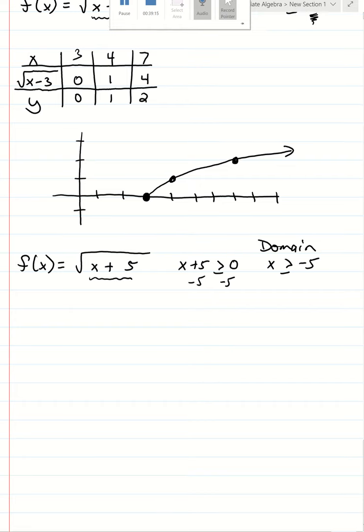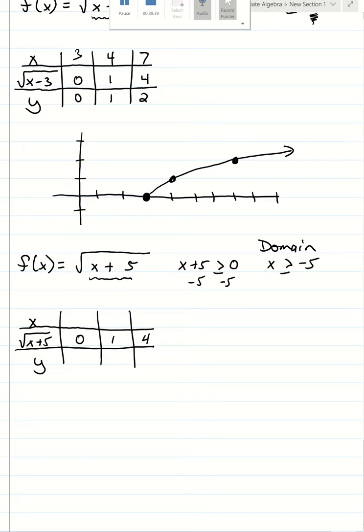Now that we know what the domain needs to be, once again, let's create our table. X is the first row, the square root of x plus 5 is the rule, that's our second row, and finally I use y. The second row, once again, will always be the same 3 numbers, 0, 1, and 4. And the y values will also always be the same, 0, 1, and 2.